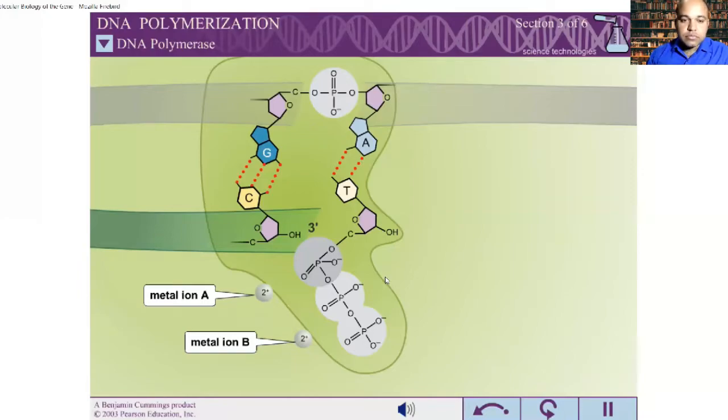Next point. Domain also binds two divalent metal ions. These metal ions are crucial for DNA polymerization activity. So there are two metal ions, as I have told you, and these metal ions are essentially required for the DNA polymerization activity to take place.